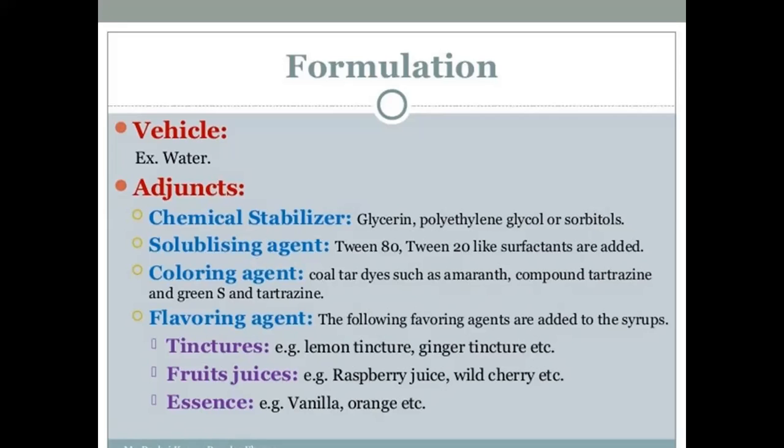Then next is solubilizing agent. Solubilizing agents, their examples are Tween 80, Tween 20. They are like surfactants and they are added in the preparation of syrup. What is meant by surfactant? During the study of the HLB scale, we discussed surfactant.